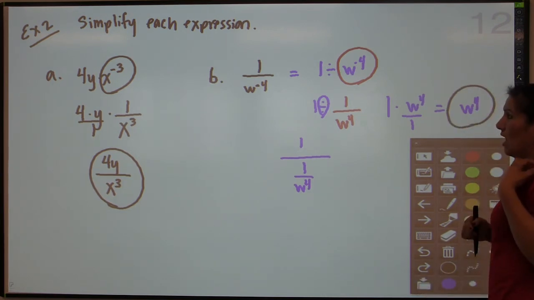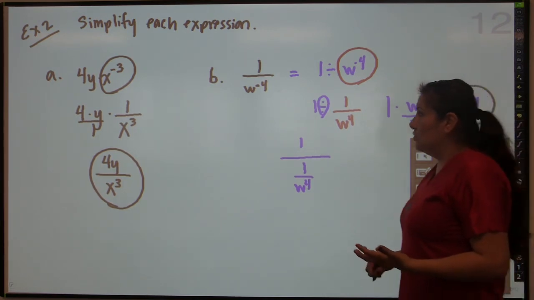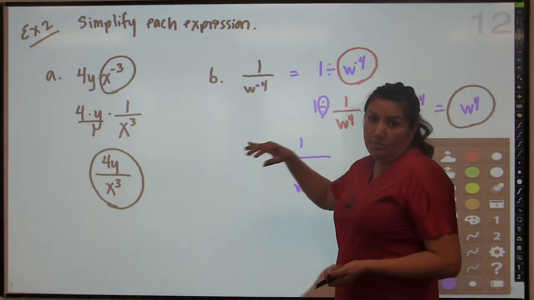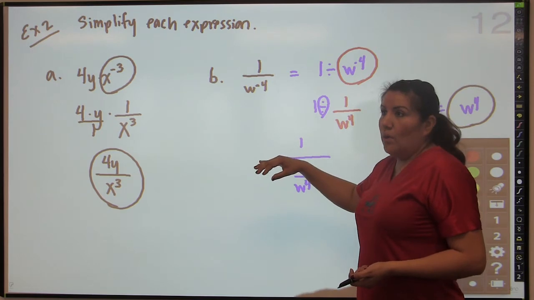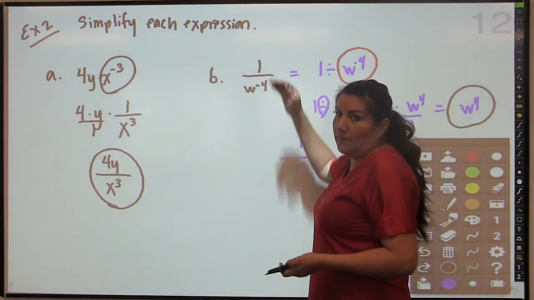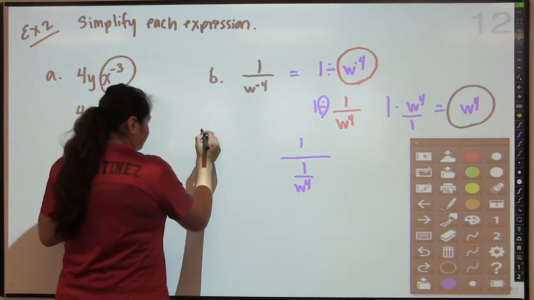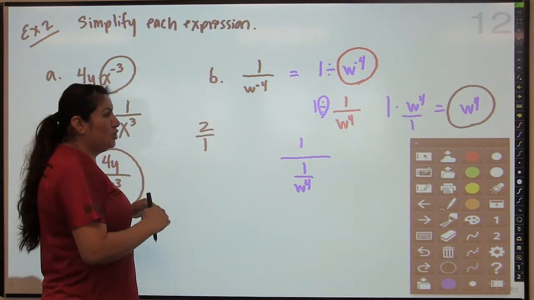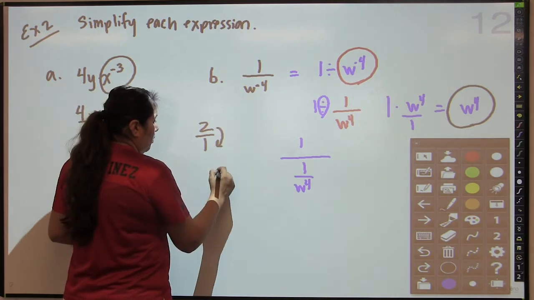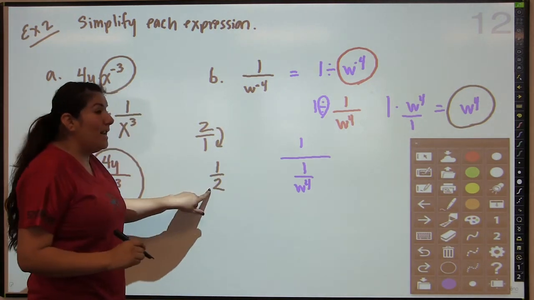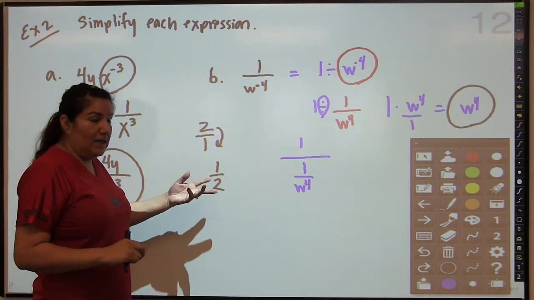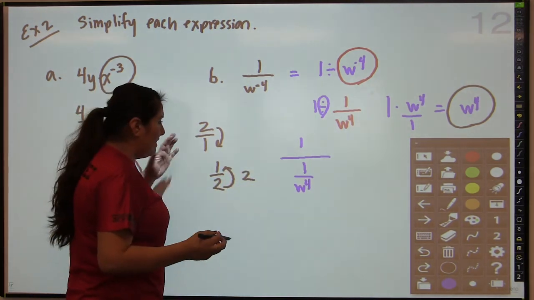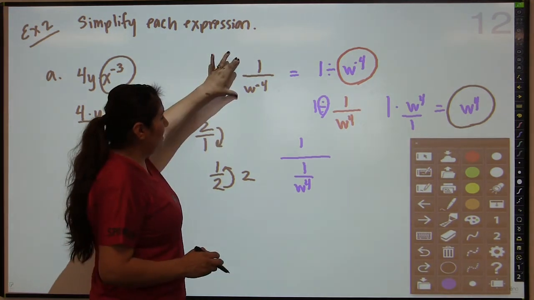This is the answer. I want to encourage you to consider the fact that when you reciprocate something, it always goes to the bottom. But if it's already on the bottom, when you reciprocate, it's just going to go to the top. In other words, when you reciprocate 2, the 2 is on top. So when you reciprocate it, the 2 goes to the bottom, 1/2. But if the 2 is already on the bottom and you reciprocate it, it just means that the 2 goes to the top.